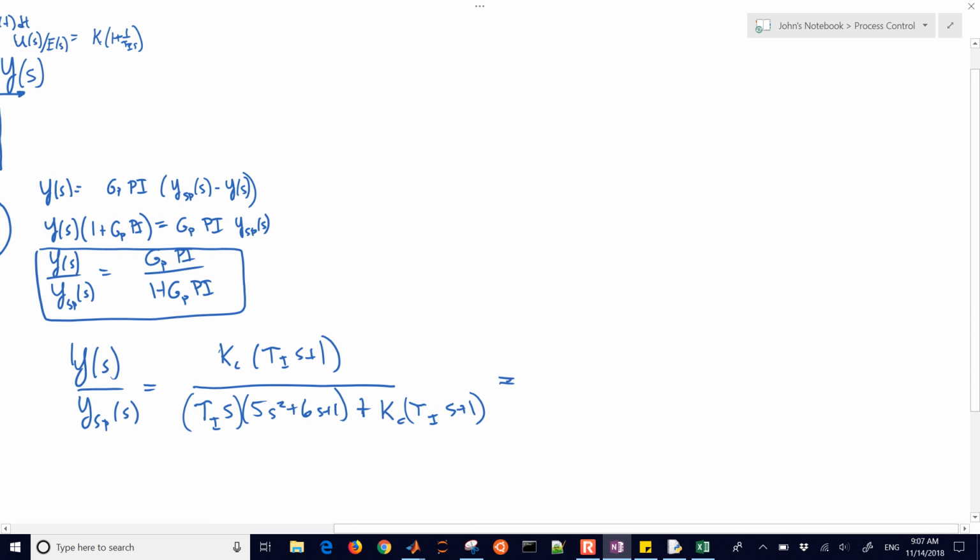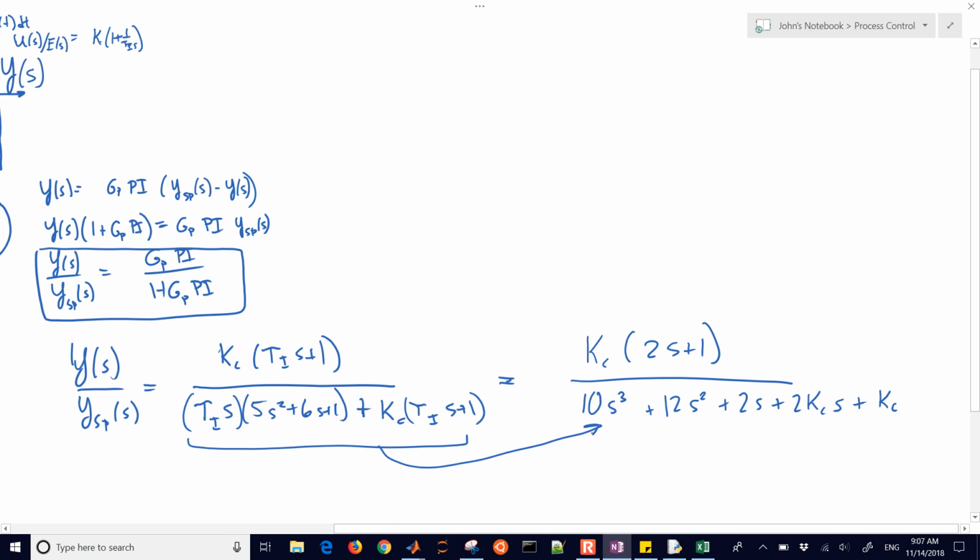Okay, so now I have Kc, and I'll just plug in the 2 for the tau I now, 2s plus 1, and then we'll have 10s cubed plus 12s squared plus 2s plus 2Kc s plus Kc. So I've just expanded this polynomial and put it into that form. And then we want to look at, there's a couple different ways to do the stability analysis. We're going to use the Routh array here.